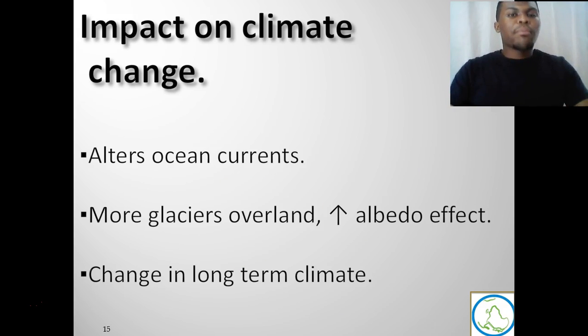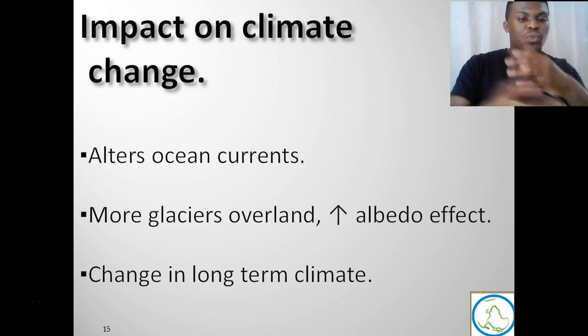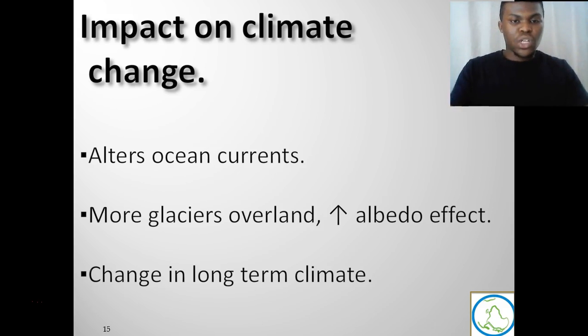So what impact do plate tectonics have on climate change? It alters ocean currents. This happens whereby, in the case of a volcano or tsunami, water currents are redistributed. Say, for instance, in a place where you found a warm ocean current and a tsunami occurs, the water is redistributed to another place and it alters ocean currents.